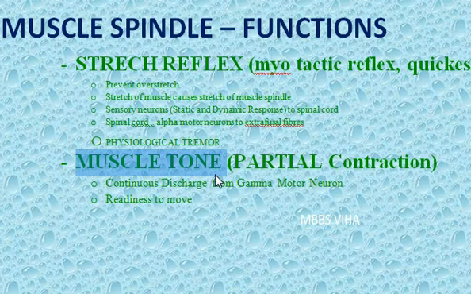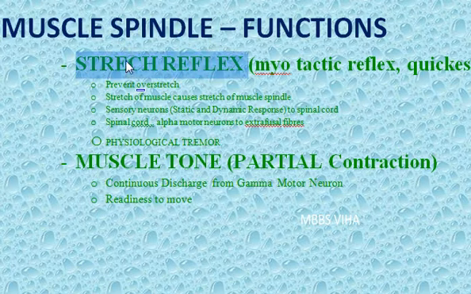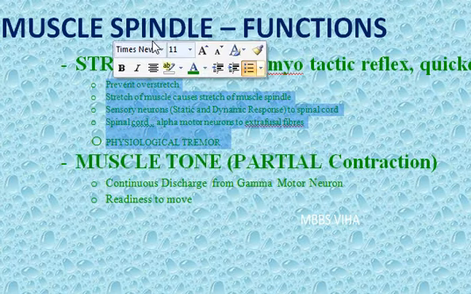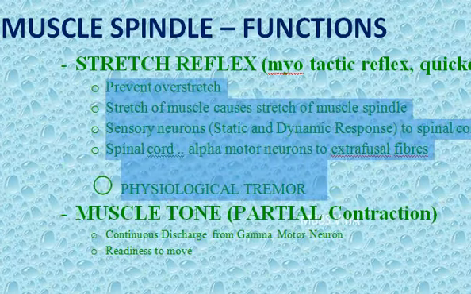If muscle is always relaxed and suddenly you have to wake up and run, that you see a tiger, tone is the one that is going to help you, because it is already in partial contracted state. You will be able to run as soon as you see the tiger, right? So muscle spindle functions are under two headings: stretch reflex and muscle tone. Fine. Now let us see under stretch reflex what and all you have to understand.